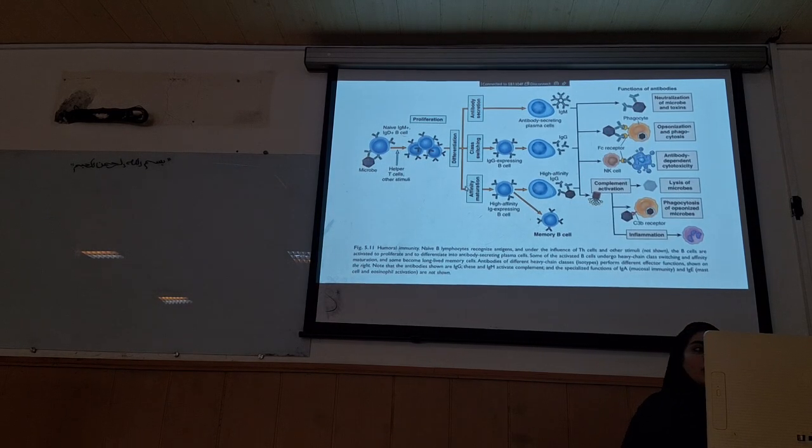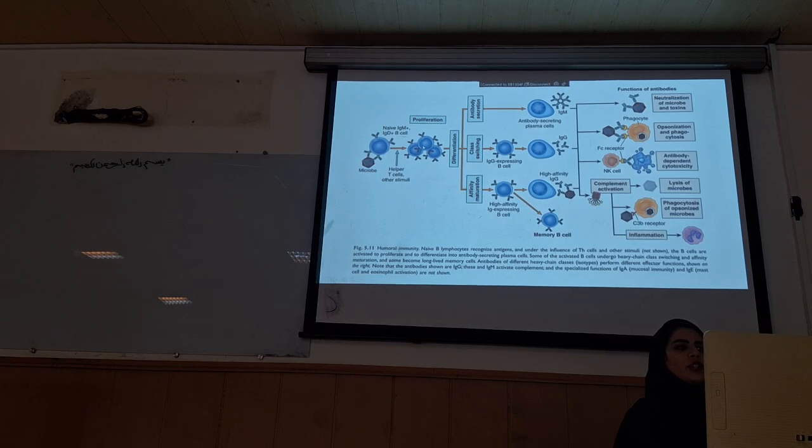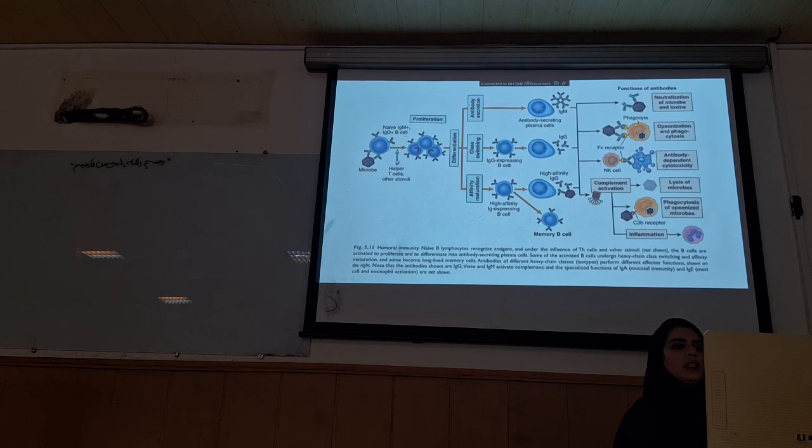And this is a picture from your book. Here you have naive B cells, with the first B cell receptor being IgM or IgD. And you have T helper cell stimulation. You have proliferation of these naive B cells. Maybe they produce interleukin 2 here. And we have proliferation of B cells, and we have differentiation of B cells.